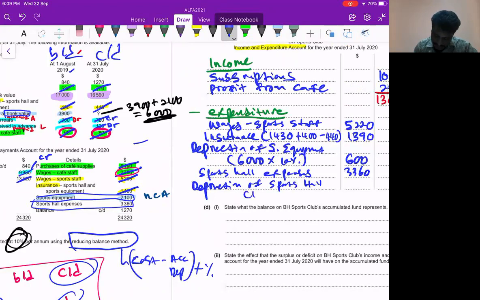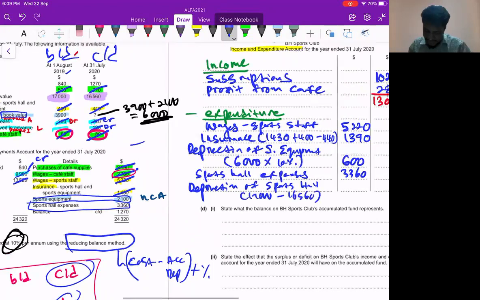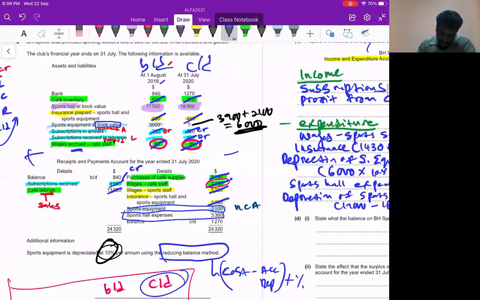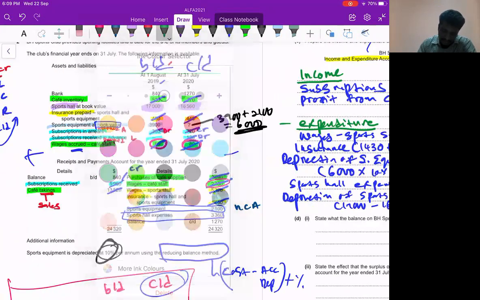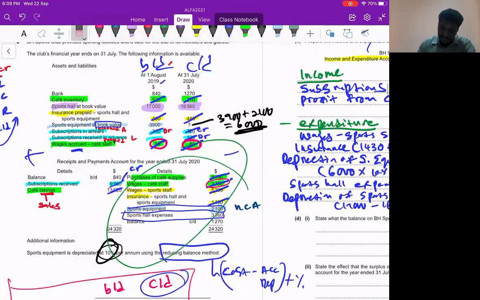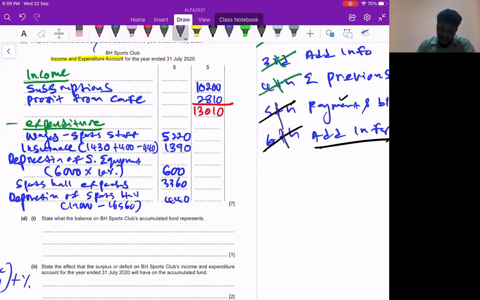How much? 17,000 minus 16,560. I get 440. Then can you check? I'm done already. We are done with all the balance b/d, balance c/d, and also payments and additional information. Everything done already. If everything done, now total up. 5220 plus 1390 plus 600 plus 3360 plus 440. I get 11,010.